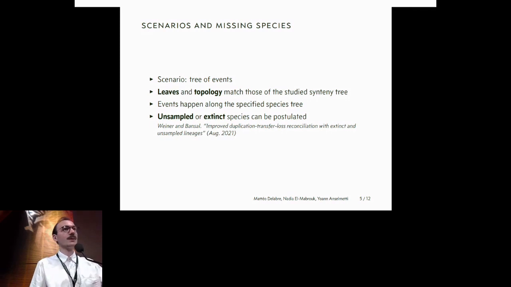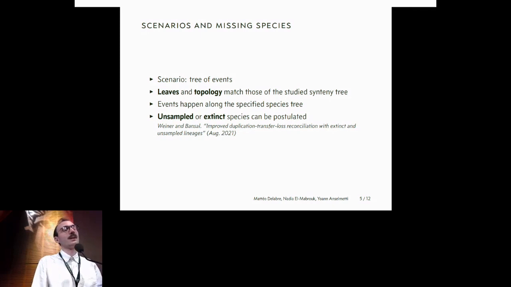And the events along this tree have to happen along the specified species tree. But as was also done for individual gene families, we also allow for unsampled or extinct lineages to be postulated by the scenario. This is especially important when we consider transfers, as we may have an incomplete sampling of the species, or we may even have extinct species which we can't sample by definition.